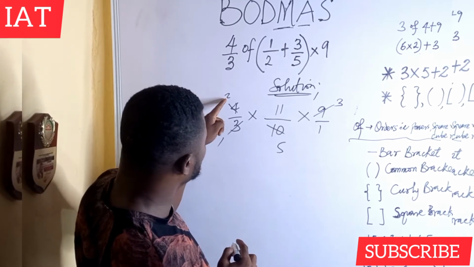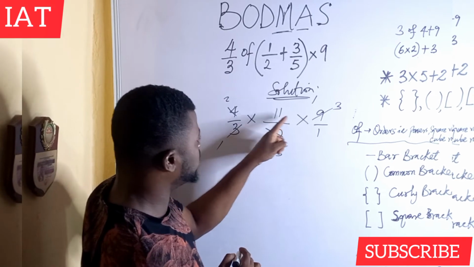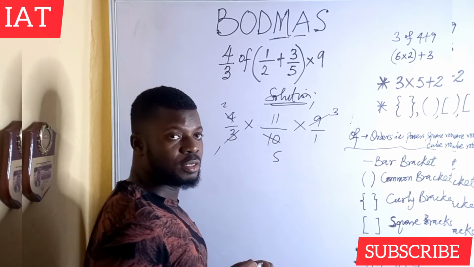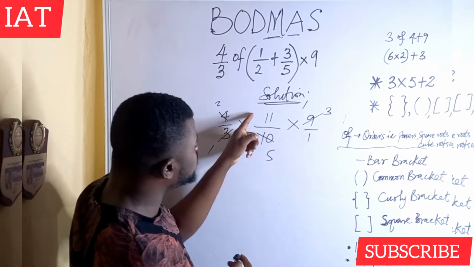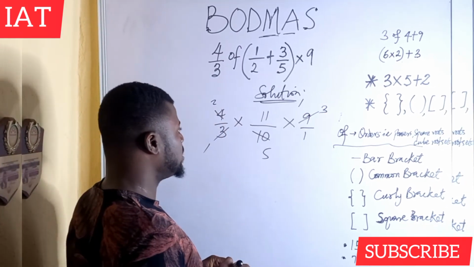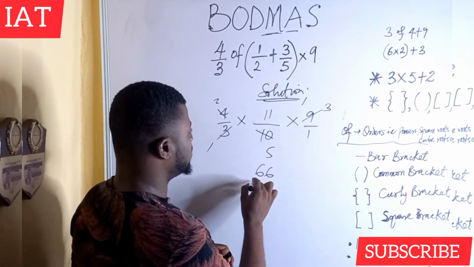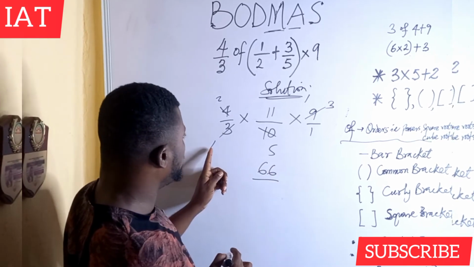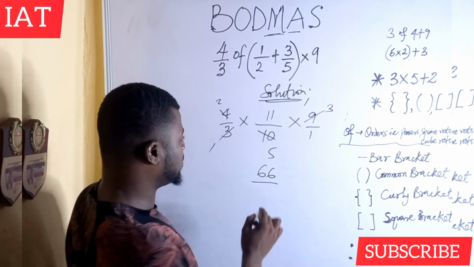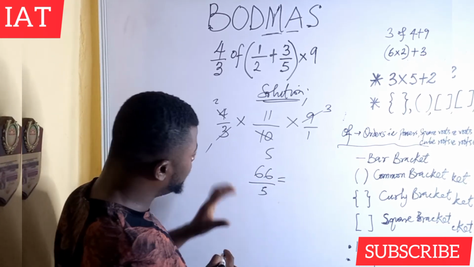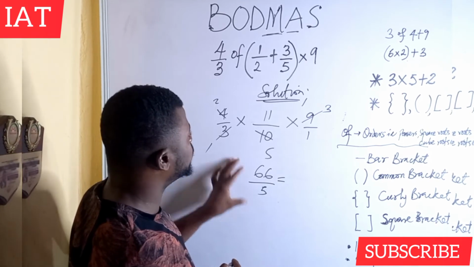We have 2 multiplied by 11 multiplied by 3. And 2 multiplied by 11, that is 22. And 22 multiplied by 3, that is 66. So we have 66 divided by, what do we have here? 1 multiplied by 5, and this is 5. And this is supposed to be the solution to this problem.